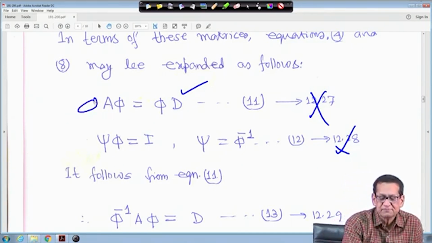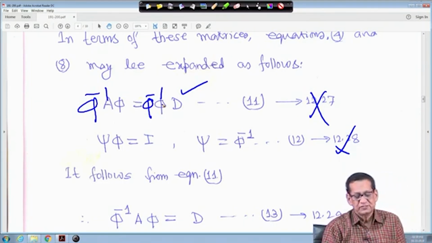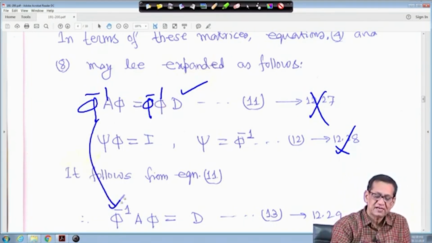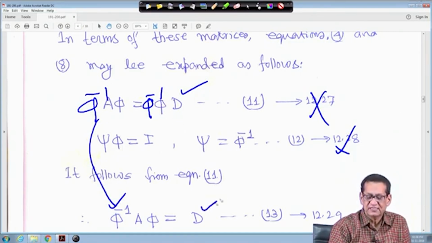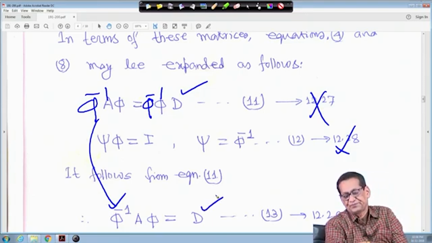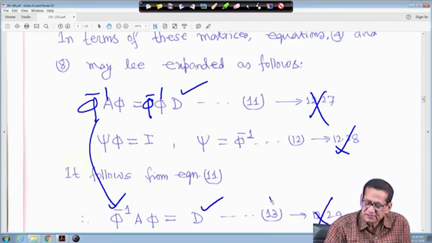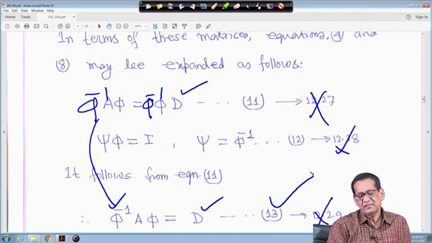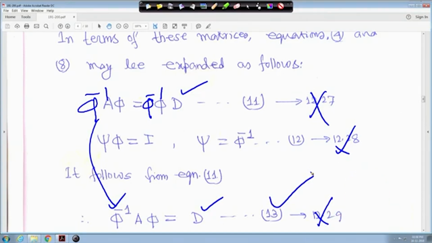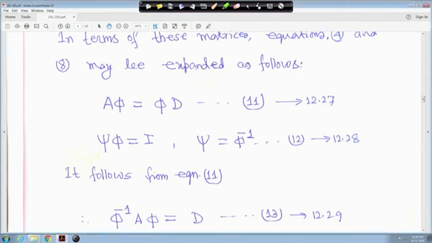Now this equation, both sides, you multiply by Φ inverse. So it is Φ inverse AΦ coming here, and Φ inverse Φ is nothing but the identity matrix, so it is D only. This is actually equation 13. So Φ inverse AΦ is equal to D, that is your diagonal matrix whose diagonal elements are the eigenvalues of the matrix A.